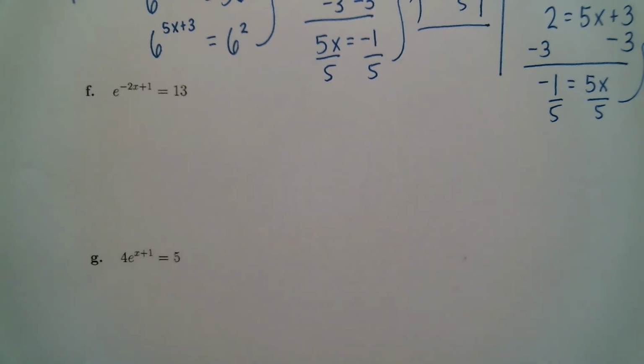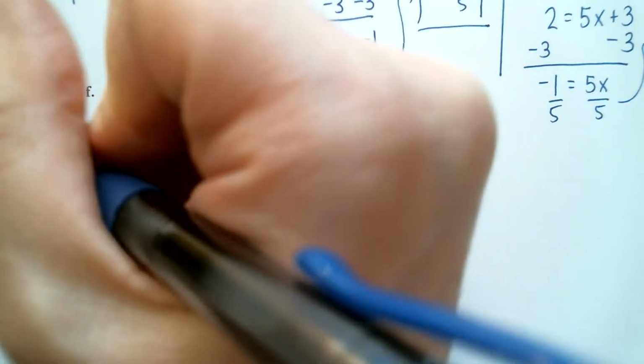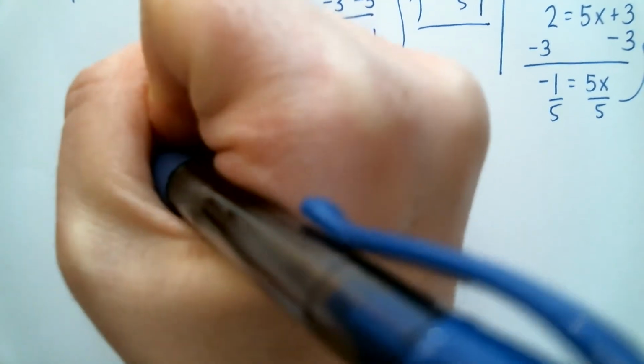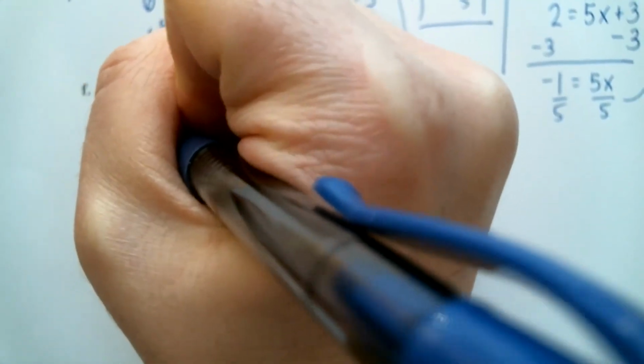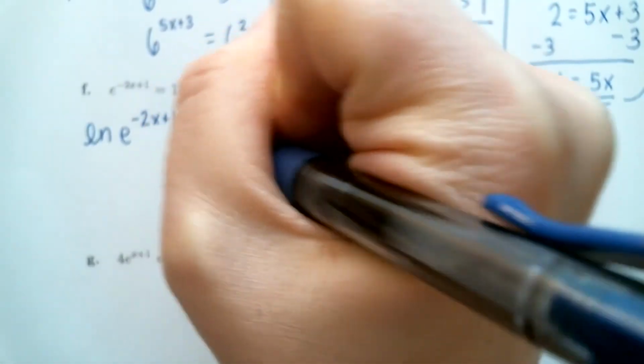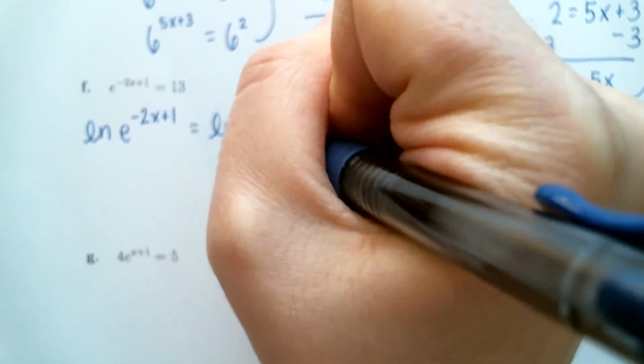But remember, e has a relationship with natural log, okay? They undo each other. So natural log should always be used with e, okay? So what I'm going to do here, and watch what happens, I'm going to take the natural log of both sides, okay? Whatever you do to one side, you have to do to the other, okay?